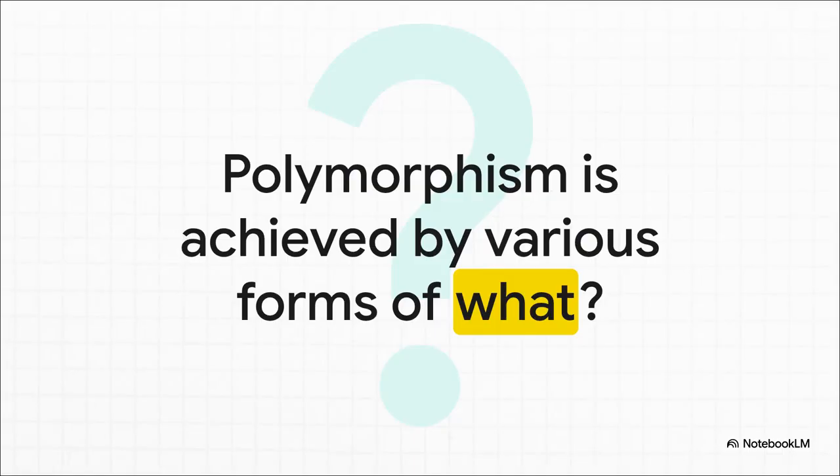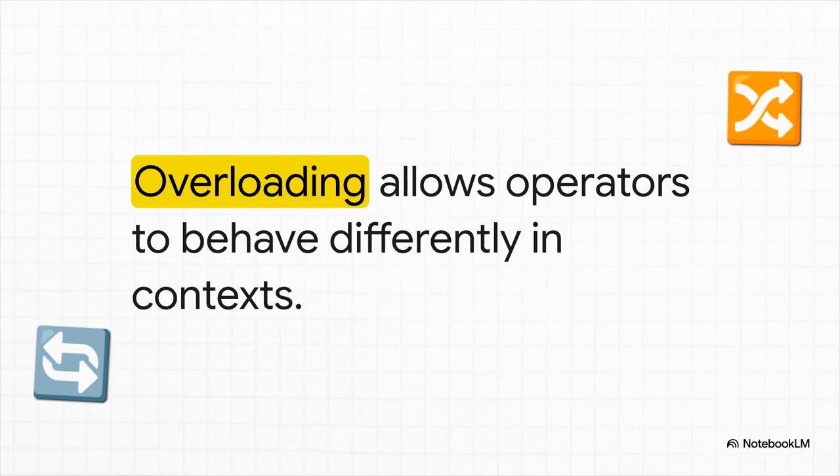Here is your final knowledge check for today's study session. Fill in the blank. Polymorphism is achieved by various forms of what, which allows operators and functions to behave differently in different contexts. The answer is overloading. Overloading operators or functions is the primary engine that makes polymorphism work in the real world. It lets the exact same operator behave totally differently depending on the context it's placed in.